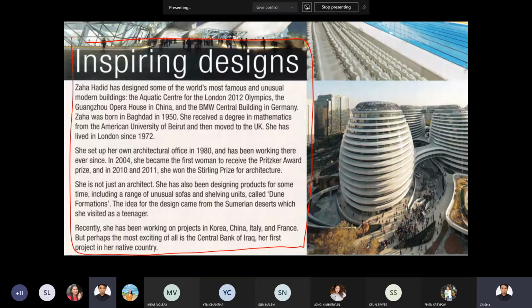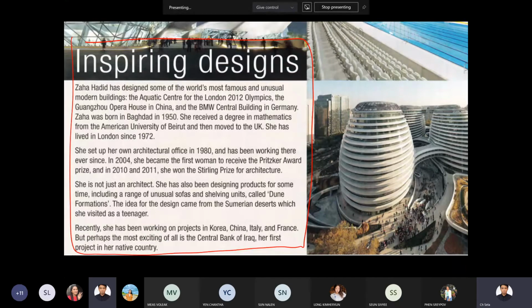Zaha Hadid has designed some of the world's most famous and unusual modern buildings. The Aquatic Centre for the London 2012 Olympics, the Guangzhou Opera House in China, and the BMW Central Building in Germany. Zaha was born in Baghdad in 1950. She received a degree in mathematics from the American University of Beirut and then moved to the UK. She has lived in London since 1972. She set up her own architectural office in 1980 and has been working there ever since.